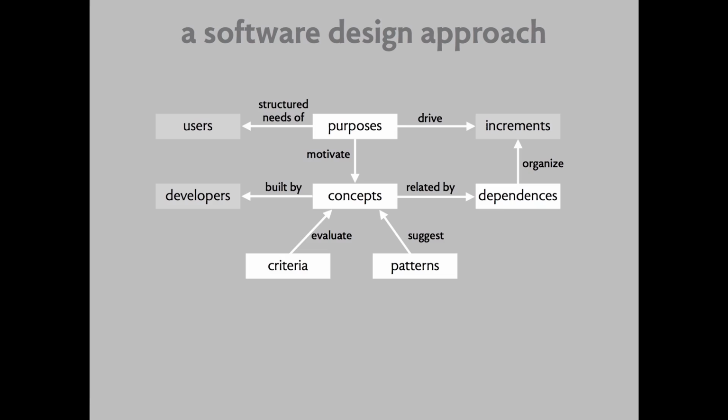And this is basically the picture that I have so far, that at the center we have concepts that fulfill purposes. These concepts can be evaluated with criteria and suggested by patterns and organized into a dependency structure. And it's the purposes that we want to fulfill and the dependencies between the concepts that can give us some help in determining what the increments will be in an agile development. So that's all I have to say, and thank you very much.